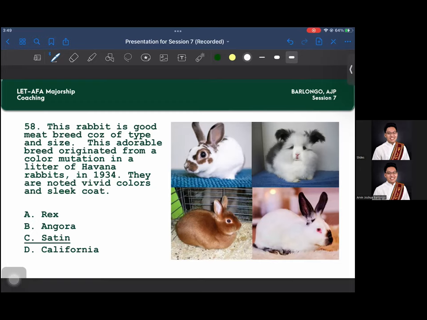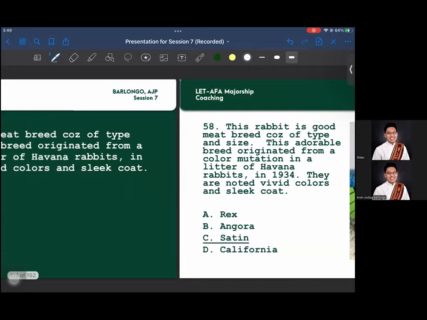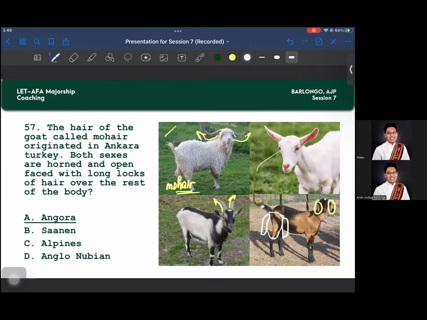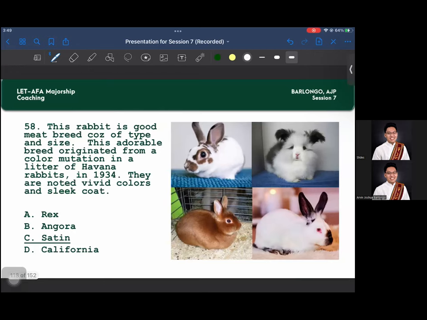Yung Angora naman, it is also hairy. So kapag Angora, ang characteristic nila most of the time ay hairy. So that is the Angora breed of rabbit. And of course, yung satin, which is, if you can see, medyo shiny yung kanyang skin. And yung sinasabi na vivid at saka sleek coat. And of course, yung California. So, sa California, ang characteristic naman nila is yung nose nila is merong black pigmentation, as well as their ears and their toes. So those are some pictures of the different rabbit breeds.